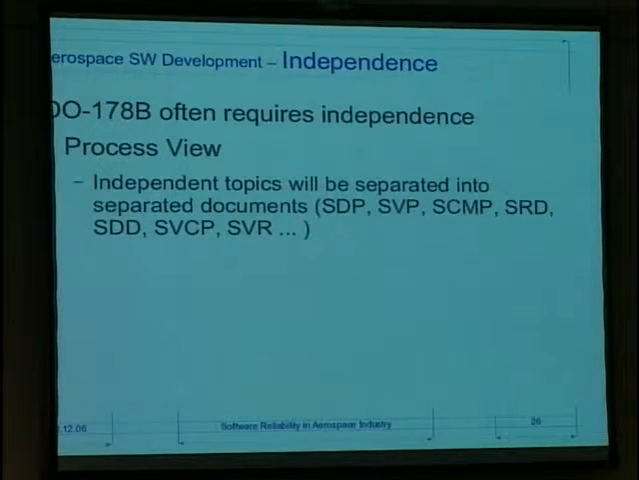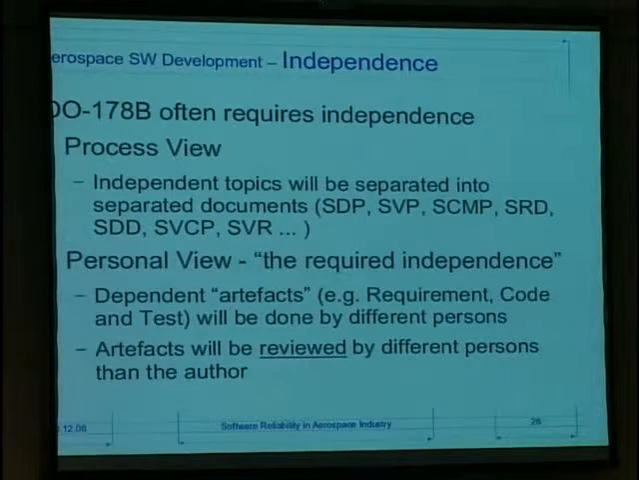But that's not what the DO-178 intends in here. It intends a personal view. That means dependent artifacts like requirement, code, and test will be done by different persons. And artifacts will be reviewed by different persons than the author. Like if you're writing a source code, then you're not the one who specifies the source code. If you're having a look at a source code or of a test case, then you cannot be the author of that. Review is a very smart method of finding errors in a very formal way, but if you're getting used to that, it's a very helpful process.